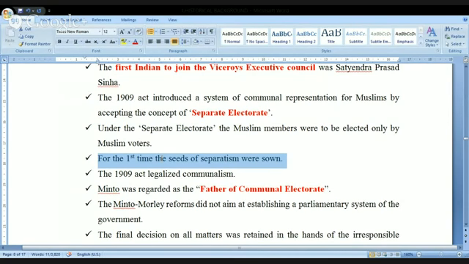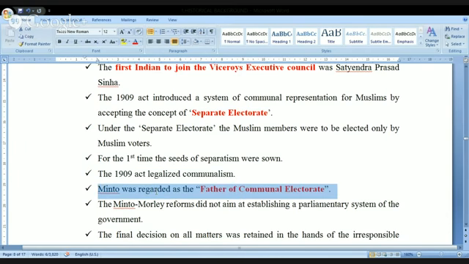Indian National Congress, 1885; Muslim League, 1906. And through the 1909 Act, the concept of communal representation for Muslims was accepted and it introduced a separate electorate. The meaning of the separate electorate is nothing but Muslim members were to be elected only by the Muslim voters. For the first time, the seeds of separatism were sown, meaning this particular Act has legalized the concept of communalism in India. Right? Now look at this.